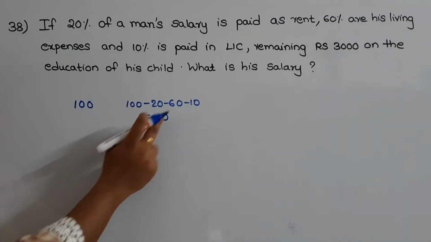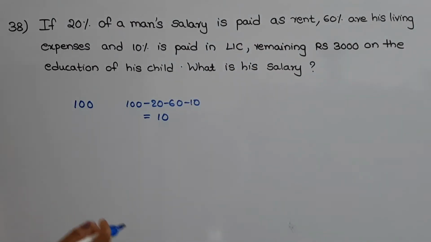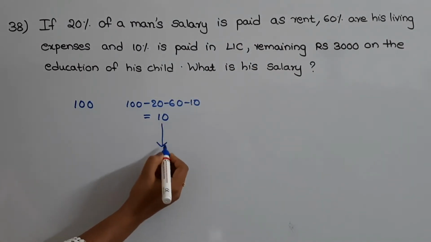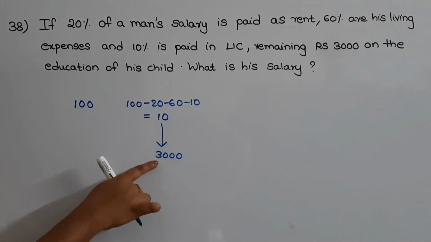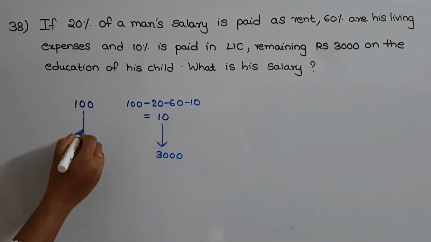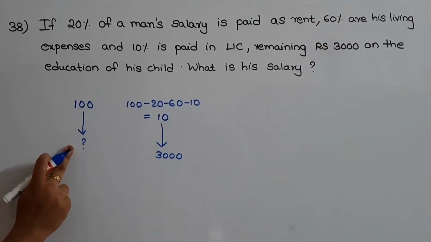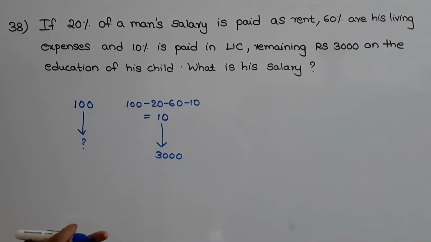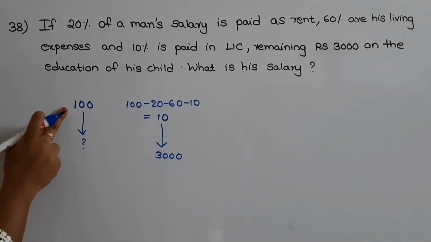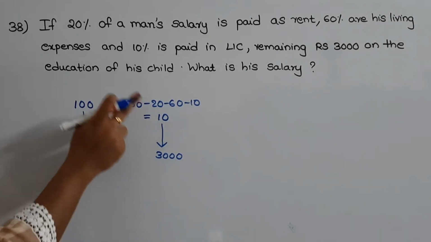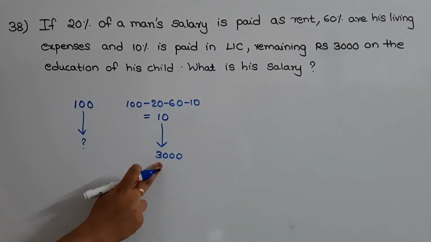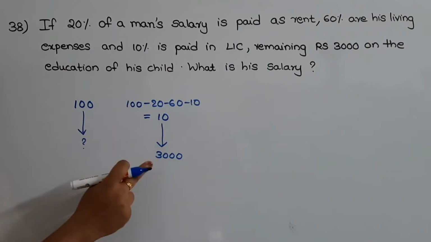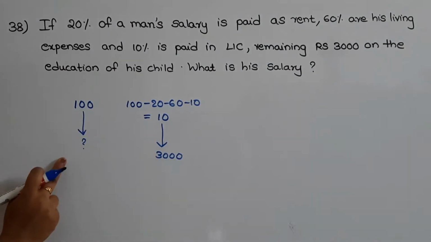But this value is given in the question as rupees 3,000, which means we can represent this 10 as 3,000. We need to find out the salary of the person. If 10 can be written as 3,000, what will be the value of this 100? On finding this value, we will get the salary of the person. When the salary was 100, he paid rupees 10 for the education of the child. But the money paid for education is given as 3,000. So when the money paid for education is 3,000, what is the salary?